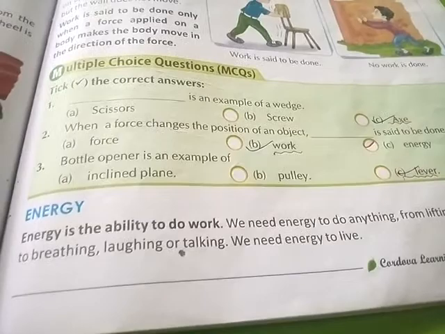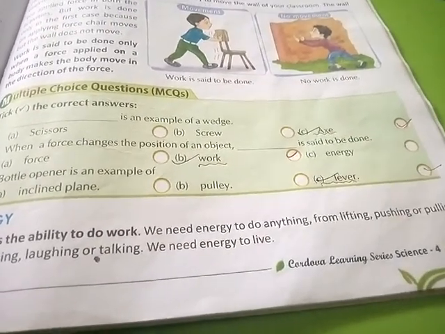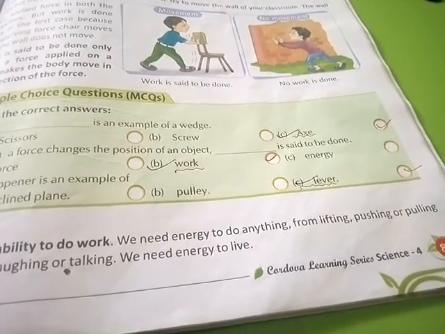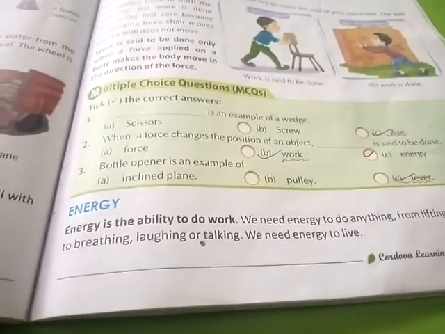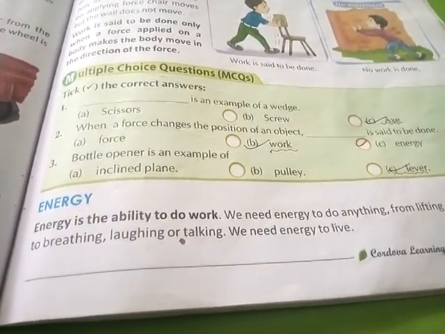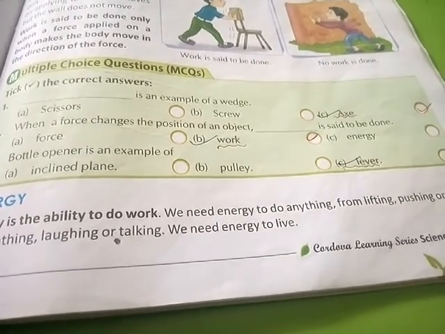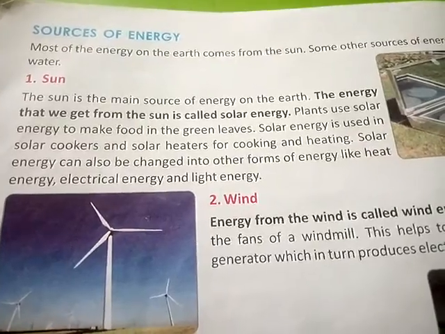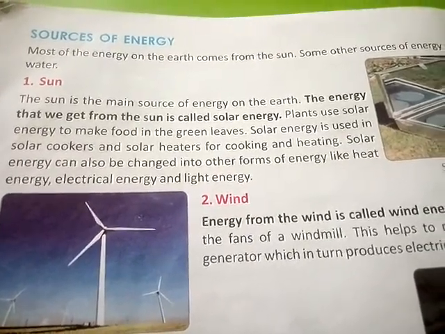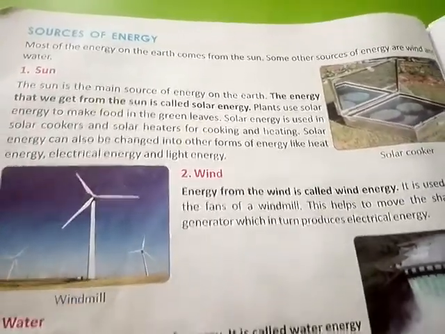Now energy. Energy is the ability to do work. We need energy to do anything, from lifting, pushing or pulling, to breathing, laughing and talking. We need energy to live. Source of energy. Most of the energy on the earth comes from the sun. Some other sources of energy are wind and water.